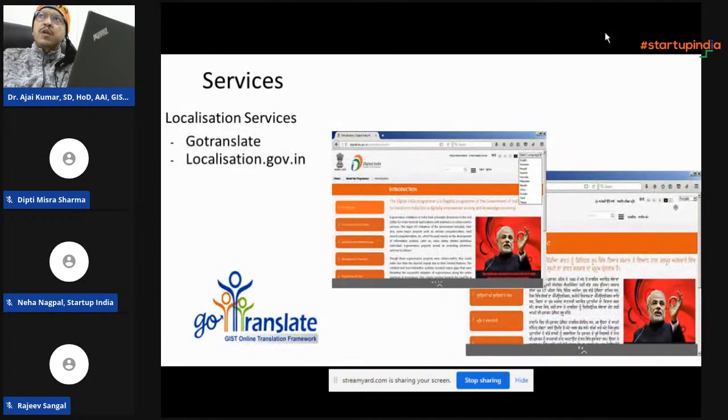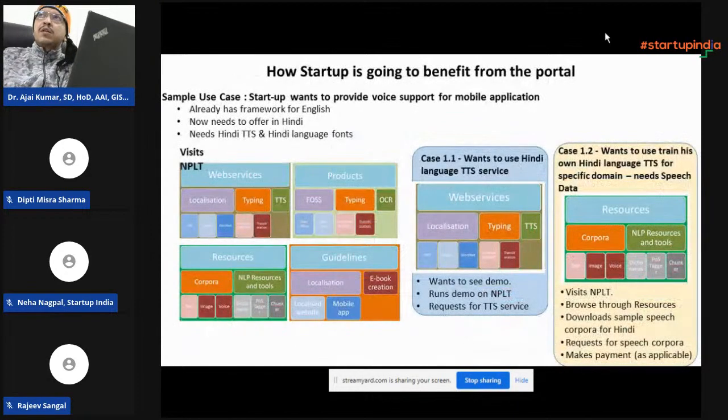Next. As Ajay sir was mentioning, we have the localization portal, localization.gov.in. So here's a screenshot of Digital India when it went live with 10 odd languages. This is available as a service, and we are also looking at startups and organizations who are willing to participate in taking this forward. Next. So from the NPLT, what are the kind of things that you can do?